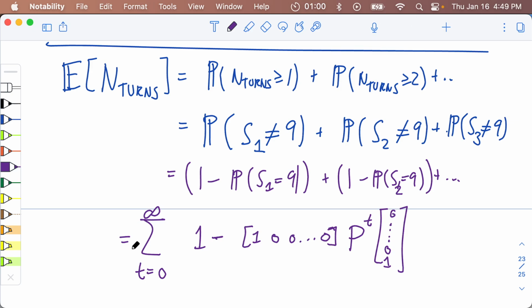Yes? I may be completely wrong, but in my head, the probability of the number of terms being greater than or equal to 1 would be the probability of S0 not being 9. S0 is where you start. So when I'm using this notation, I'm doing S sub t. So t is the time variable. It's how many turns into the game you are. Yeah. S0 is where you start.